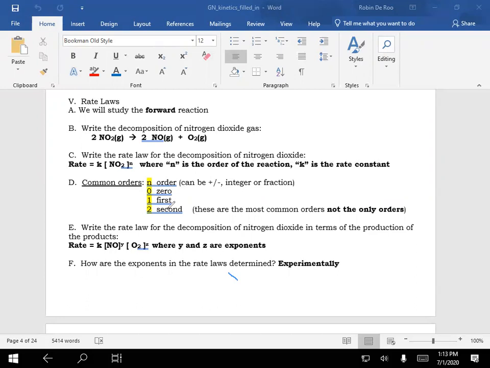So if you were asked to write a rate law for the decomposition of nitrogen dioxide in terms of the production of the products, we would have to look at our products. So we would say rate equals some rate constant, nitrogen monoxide to the power of y, oxygen gas to the power of z. And the y and the z are exponents, and they are determined experimentally. So in other words, you have to do experiments and get data.